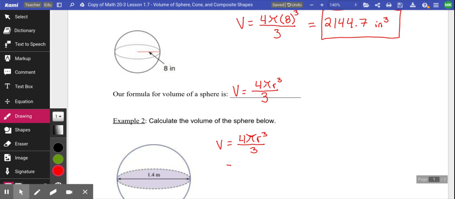We go to put those numbers in. That means the volume is 4 pi, and r is not 1.4. That's the only trick they can throw at you. It's 0.7. You have to divide it by 2 to get the radius of 0.7. So you have 4 times pi times 0.7 to the power of 3 divided by 3. You get 1.4, and that's meters cubed.